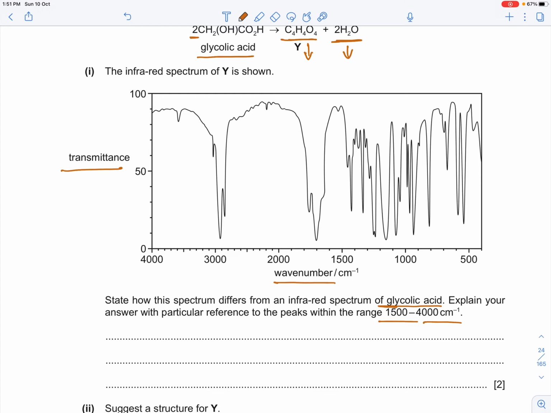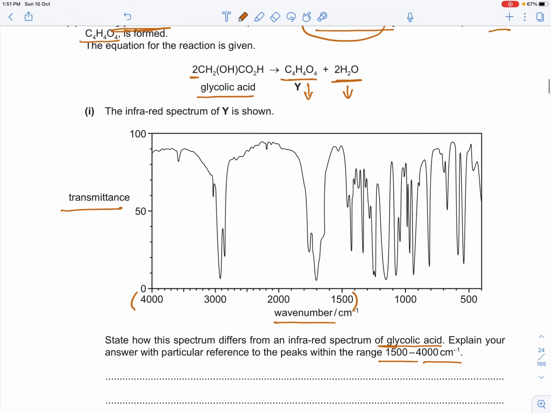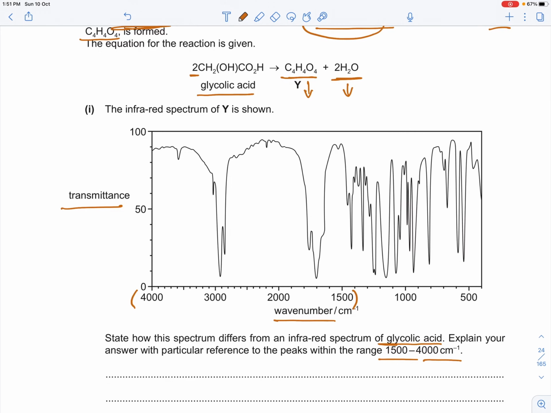Alright, so we have to remain in this range, 1500 to 4000, and in this range we have to explain how this spectrum differs. Now this is the spectrum of the compound Y. When two molecules of glycolic acid react in the presence of concentrated sulfuric acid, we get this compound Y, and this is the IR spectrum of Y. And they're asking how this spectrum differs from an IR spectrum of glycolic acid. So let's first draw glycolic acid here.